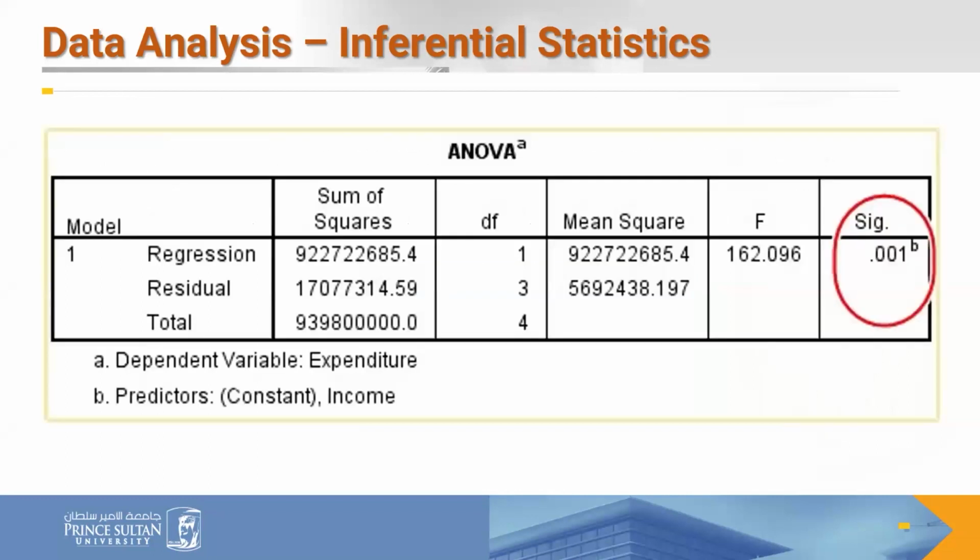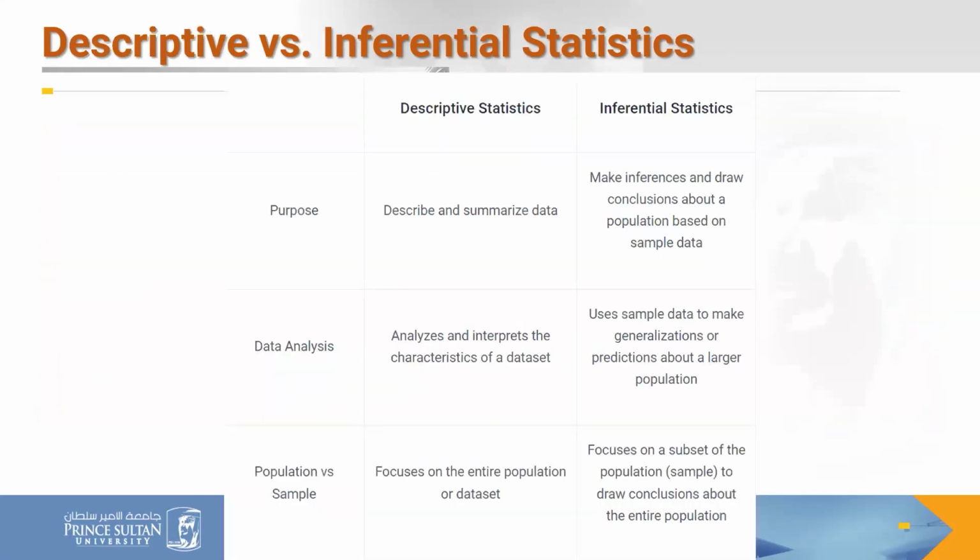This is an example of a table where there is, for example, an ANOVA test. So we have here inferential statistics, and we're trying to look at the significant value. Lots of comparisons you can find online between descriptive and inferential statistics. I'll highlight a few of them here.